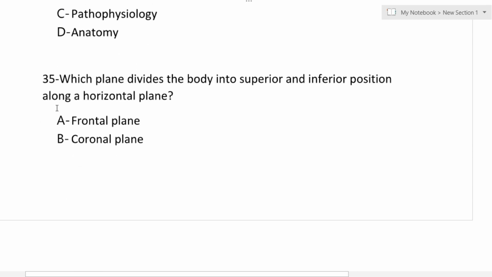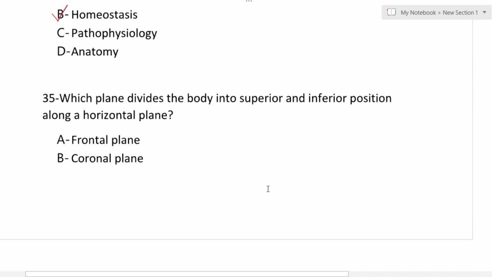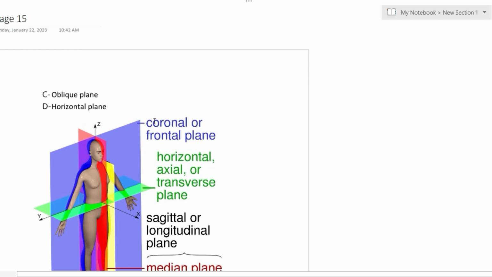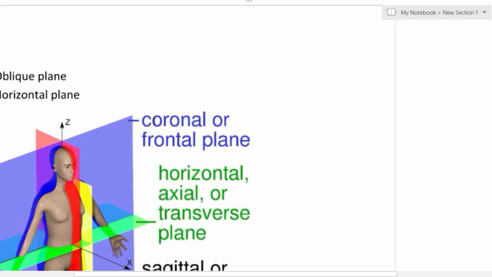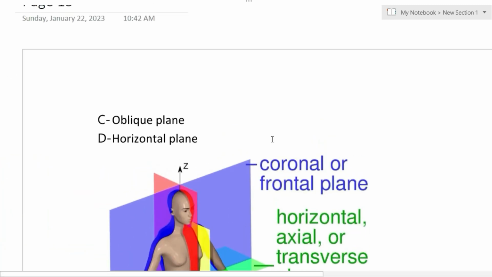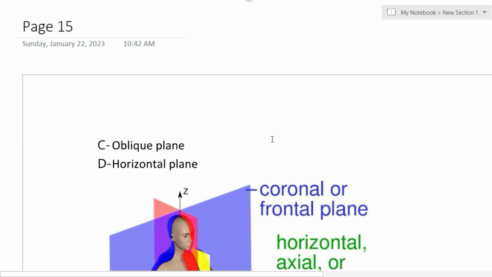Now we are moving to the next question, question number 35. Which plane divides the body into superior and inferior portions along a horizontal plane? Option A, frontal plane; option B, coronal plane; option C, oblique plane; option D, horizontal plane. The question itself hints at the answer: which plane divides the body into superior and inferior portions. Now you can select your answer.